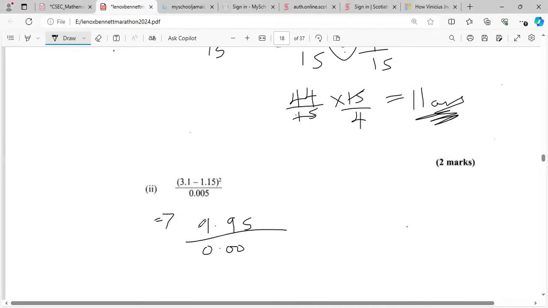Did you guys work out the bracket first? Can we see everybody get the same answer? Yes, we worked out the bracket first on the calculator. Oh, alright. So 0.005.